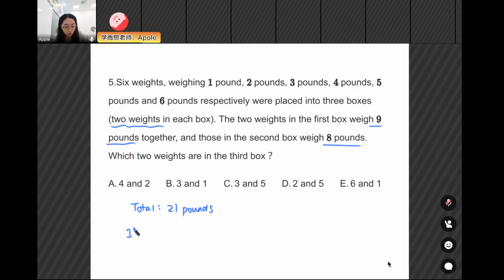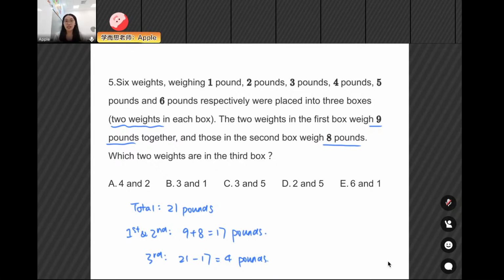And then for the first box and the second box, you already get 9 plus 8, which is 17 pounds. Which means for the third box, you can only see 21 minus 17, which is 4 pounds.